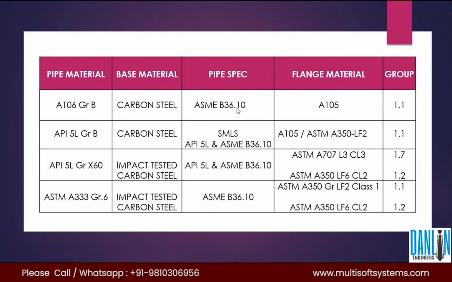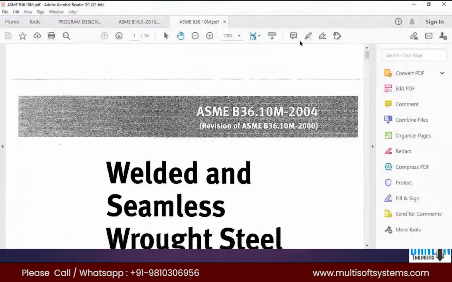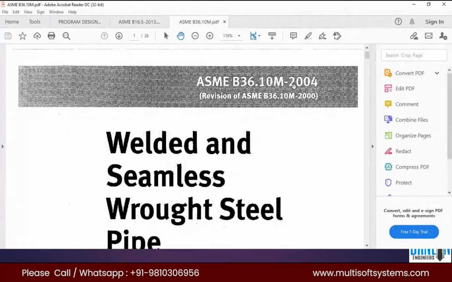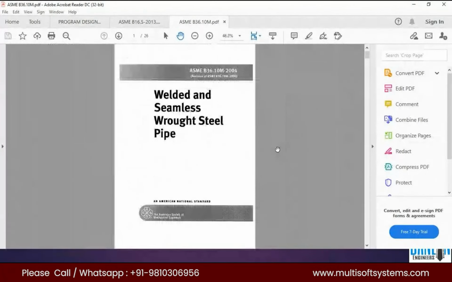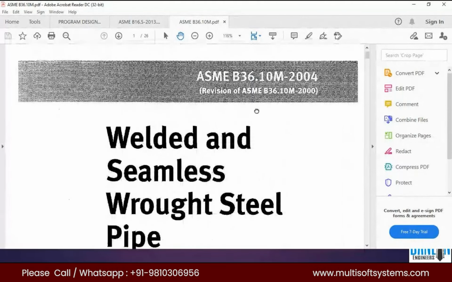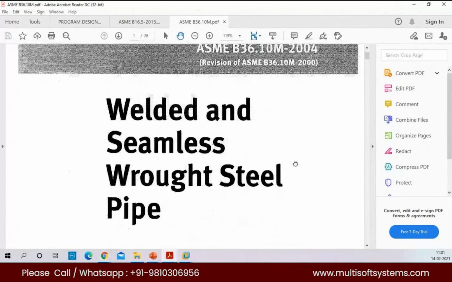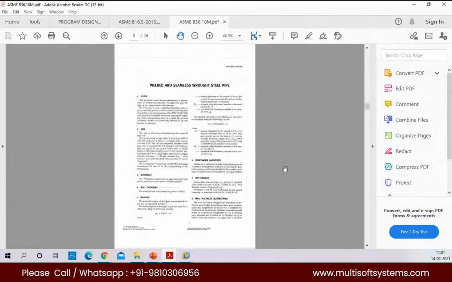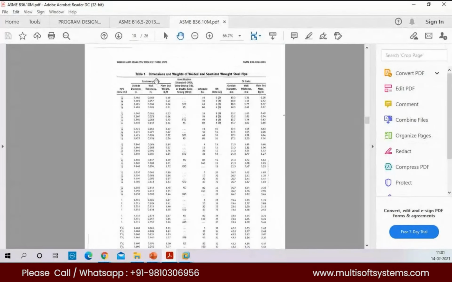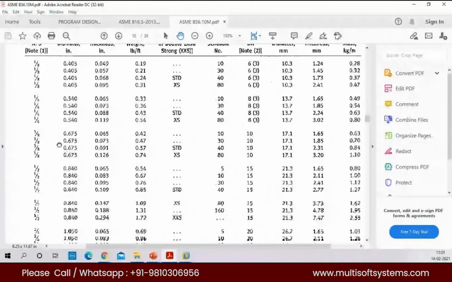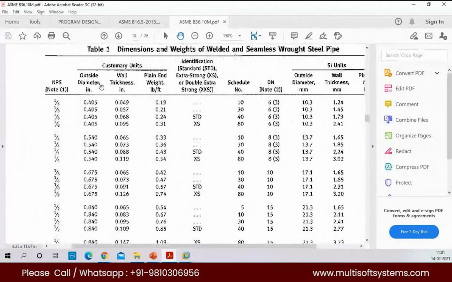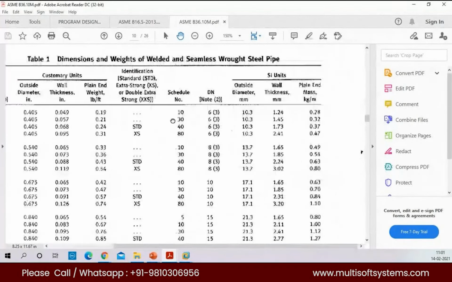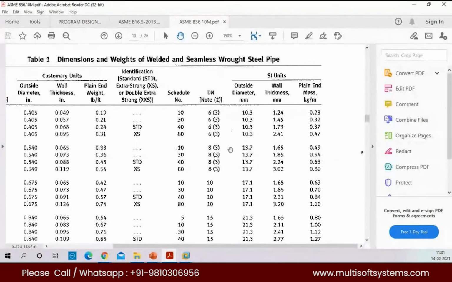What is the purpose of the code book? I will show the code book for your reference. See, this is the B36.10. For the carbon steel, we have this code book. You can see my screen, right? The PDF. Inside the code book, for each size, the wall thickness and the schedule, all the details we are going to get from this. This is the standard, we can get it all over the world.